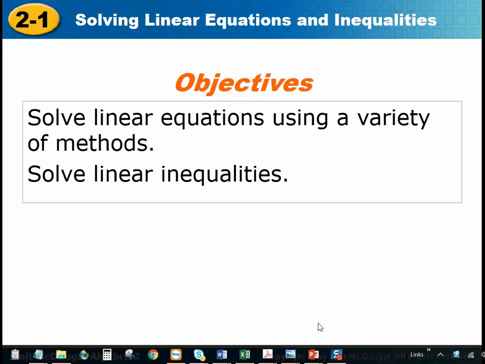Hello, this is Ms. DB, and today we're going to talk about solving equations and inequalities. This is from Chapter 2, Section 1 of your Algebra 2 book. This should be a review of your Algebra 1 course. You probably did a lot of solving equations and solving inequalities when you were in Algebra 1.